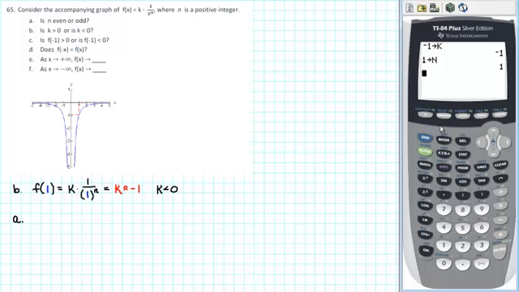Next, we're going to create a good viewing window, one that matches the given window on our exercise. We look along the x-axis and we see that the x values range from negative 5 to 5 with a scale of 1. So we enter negative 5 for x minimum, 5 for x maximum, and 1 for x scale. Looking along our y-axis, we see that the values range from negative 5 to 1 with a scale of 1. So we enter negative 5 for y minimum, 1 for y maximum, and 1 for y scale. Then we go to graph.